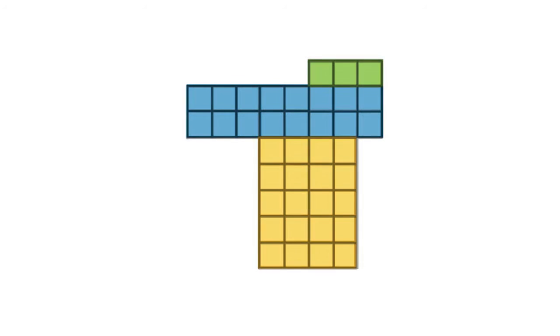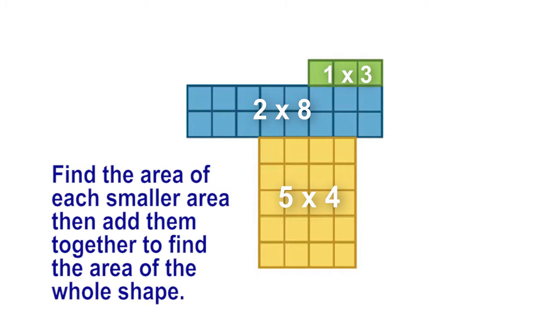The first thing we need to do is separate the shape into smaller rectangles. A 1x3 rectangle, a 2x8 rectangle, and a 5x4 rectangle. This model is going to help me create a template to write my equation in. I know that I need to find the area of each individual rectangle, and then I'll add those three areas together to equal the area of the entire figure.